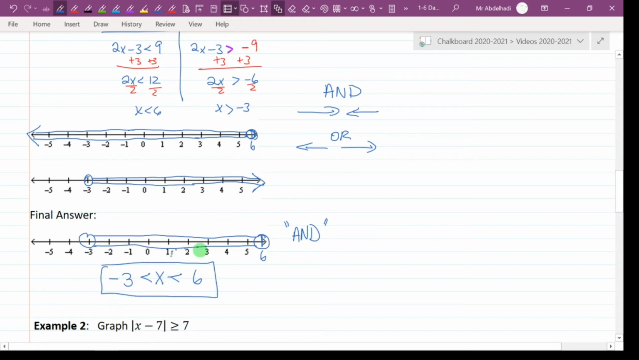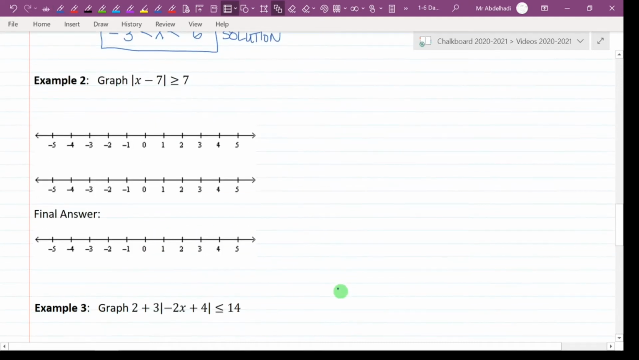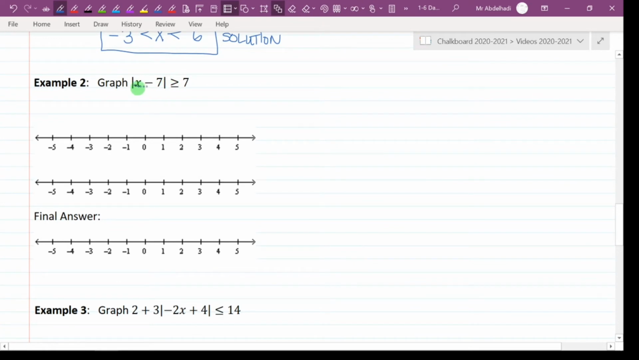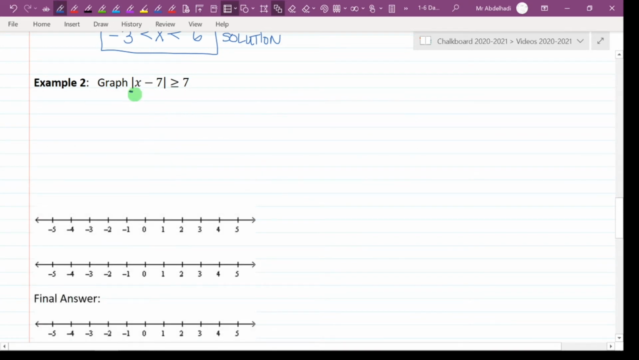Okay? So we've got a couple things here. This is the solution, and this is the graph right here, the number line graph. How about this one here? So we want to graph the absolute value of x minus 7 greater than or equal to 7. Can I T-bar yet? And the answer is yeah. The absolute value bars are by themselves already, so go ahead and draw your T-bar.